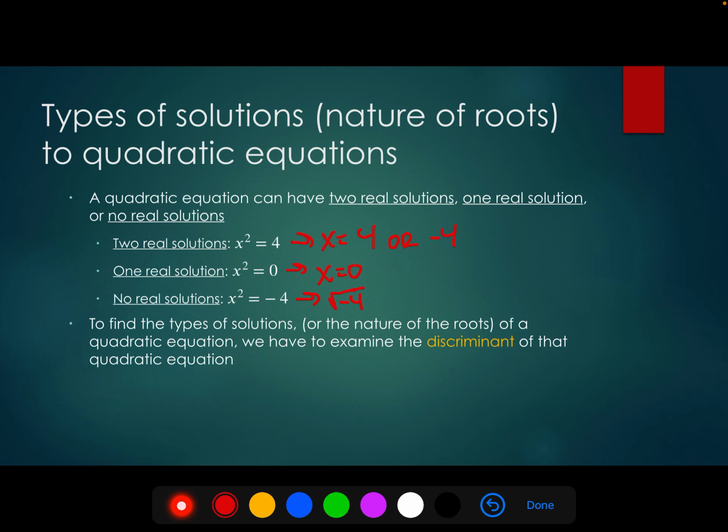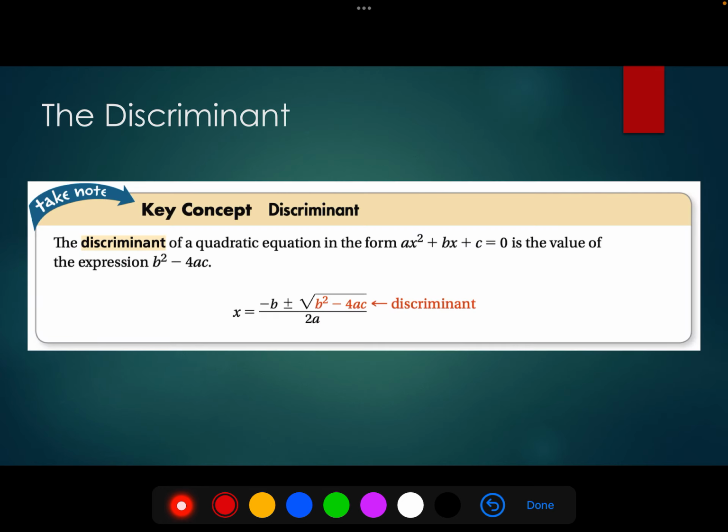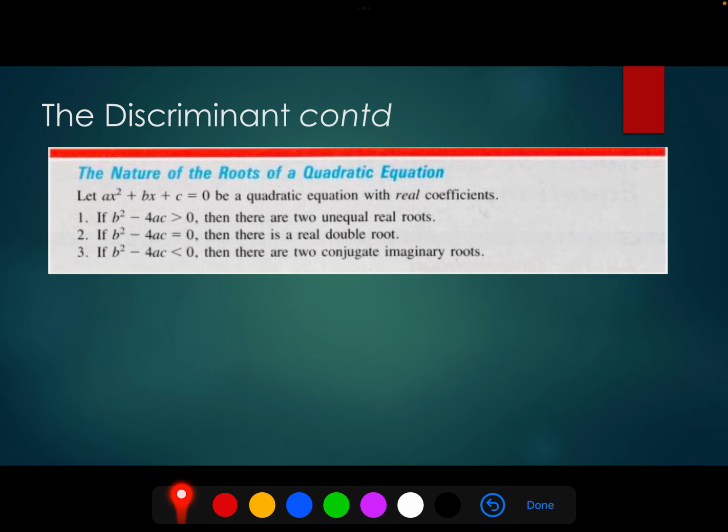So to find the type of solutions or the nature of the roots of a quadratic equation, we have to take a look at what's called the discriminant of that quadratic equation. The discriminant of a quadratic equation is just the value of the expression b squared minus 4ac. And as you can see here, we take this b squared minus 4ac from what's under the radical in our quadratic equation. Now let's talk about the nature of the roots of a quadratic equation. This is just another way of saying the types of solutions.